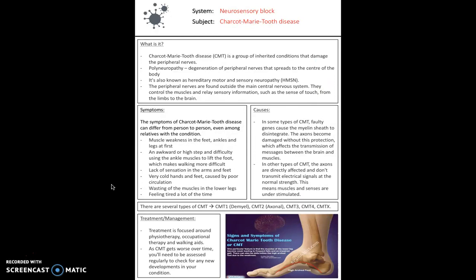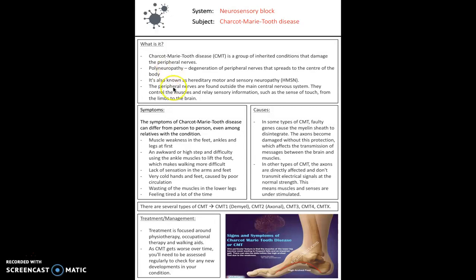Moving onwards, we have Charcot-Marie Tooth disease, which is a muscle wasting condition which affects both the motor and sensory nervous system, and it does not affect life expectancy. It causes weak lower leg muscles, which leads to frequent falls for the patient and also an impaired gait. It's a type of polyneuropathy. So what we mean there is it's a degeneration of peripheral nerves, more than one, that spreads to the center of the body. Okay. It can also be known in cases as hereditary motor and sensory neuropathy, HMSN.